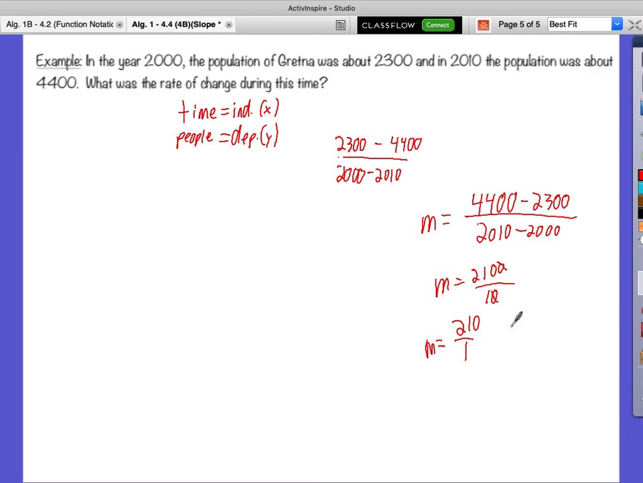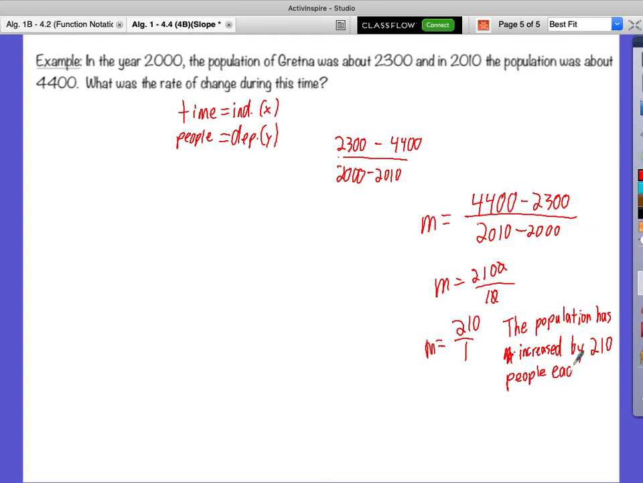Yeah, the population increases by 210 people a year. So the population has increased by 210 people each year.